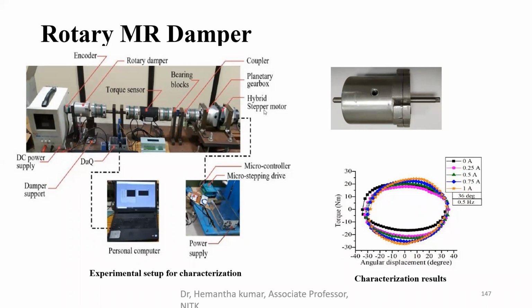Because it is small, they probably wanted to control the steps. That is why they use the hybrid stepper motor. Also, you can use a servo motor. Today, servo motors are also not that expensive. If money is available, some grant is available, you can use the servo motor with the variable frequency controller. Then you can control the speed for various speeds, and you can study this kind of a rotary damper.